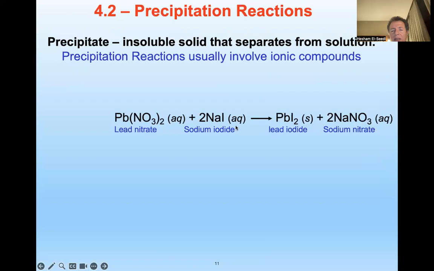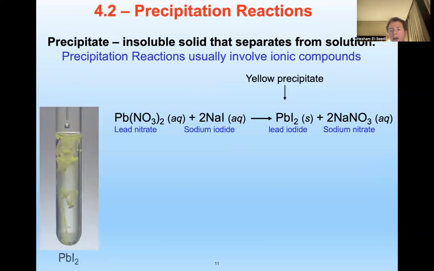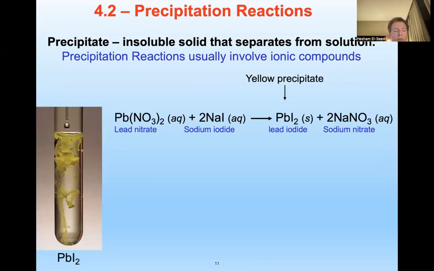And again, the same here. When we do such a reaction, the positive will take the negative. So lead will take iodide, positive and negative. It will give lead iodide plus sodium nitrate. So this lead iodide is a precipitate, right? It forms a yellow precipitate, as you can see here. Sodium nitrate is aqueous. It is a solution, so you don't see it as a precipitate.